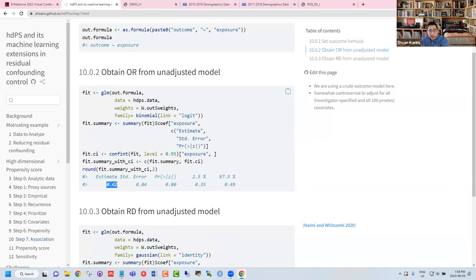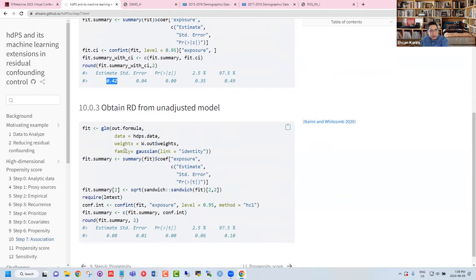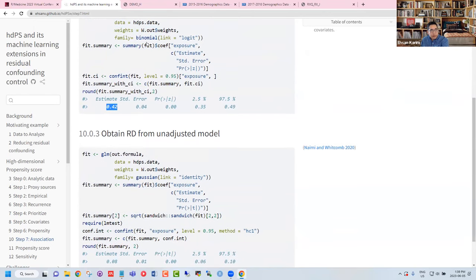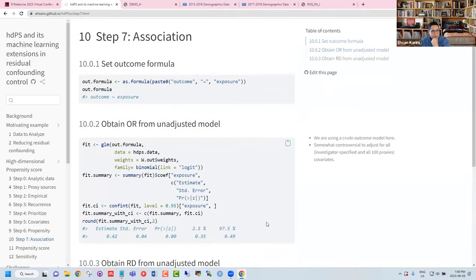If you are interested in other types of association measures, such as the risk difference and so on, you can also use the GLM, but in that case, you have to change your family from binomial to Gaussian, and the link from logit to identity to get your risk difference estimates. And you can see that there is an estimate of risk difference in that scenario. So this is the log odds ratio that you are getting in the high dimensional propensity score algorithm, right?